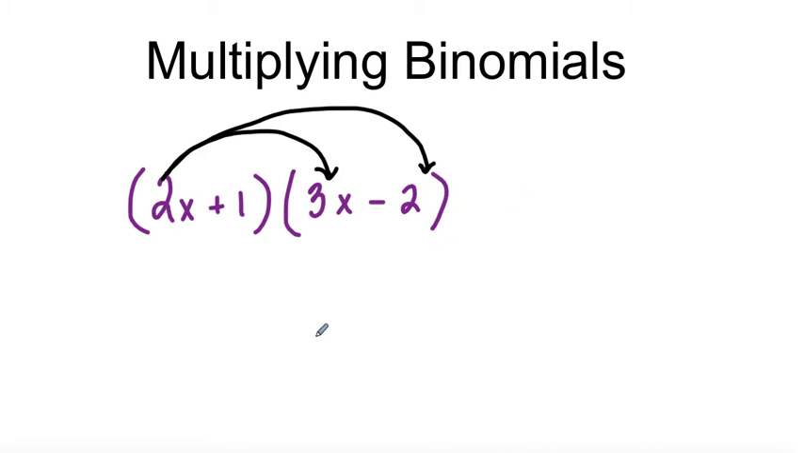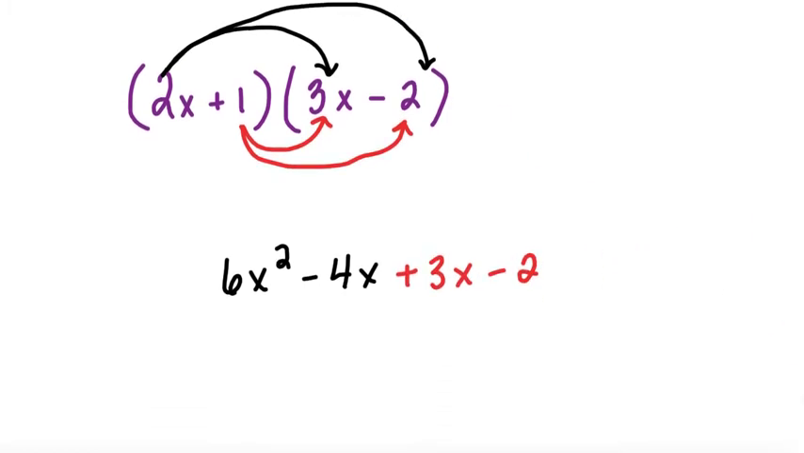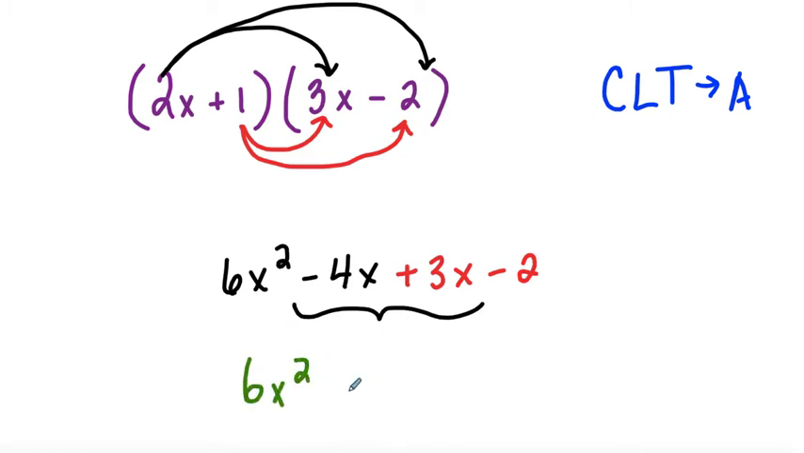So that would give me 6x squared minus 4x. And then we have to multiply the 1 to the 3x and the 1 to the negative 2, which would give me a positive 3x and a negative 2. All right, now we've done the multiplication. Now we've got to combine those like terms. Combining like terms means add. Remember, combine like terms means add. CLTA. So we get 6x squared minus x minus 2.